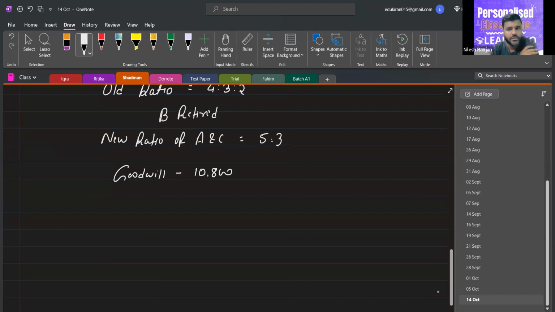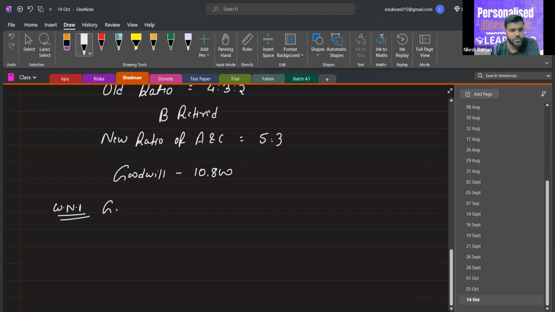What are you saying, the sacrificing ratio? If they ask for the sacrificing ratio here, it will be 5:3. How could you say that? No, sir, it's wrong. We have to do old ratio minus new ratio. Yes. First of all, you can use the formula of sacrifice, old ratio minus new ratio. But here we have to calculate gain. So gain is equal to new minus old. Opposite, new minus old. It is not stated, but we have to calculate it because goodwill is distributed in the sacrificing ratio or gaining ratio.